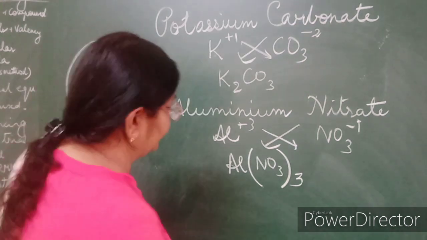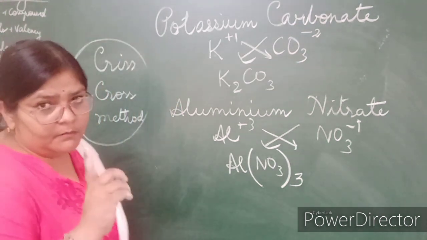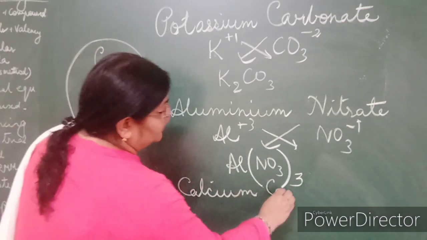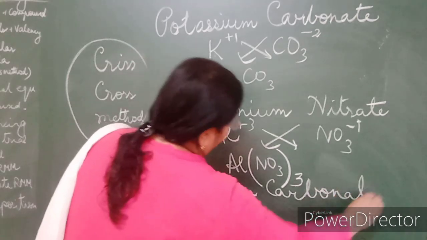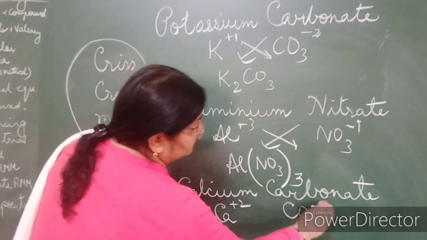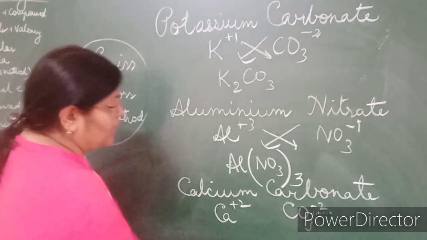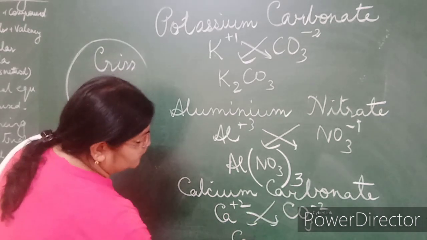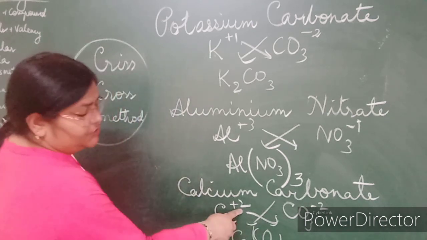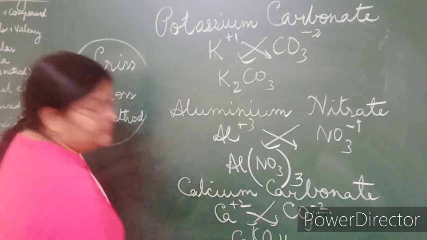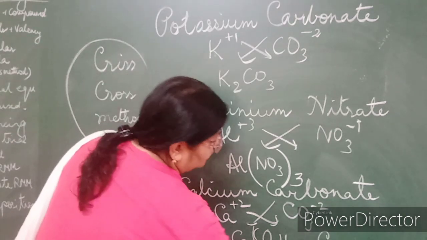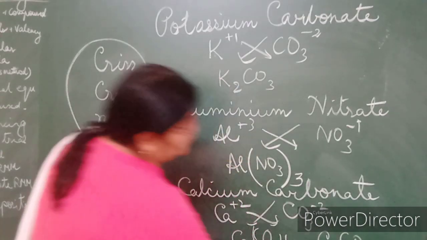I will do a special case where both have the same valency, like calcium carbonate. Here what happens? Calcium valency is plus 2, carbonate's valency is also 2. So after crisscrossing, what happens? Calcium gets 2 of carbonate, carbonate gets 2 of calcium. But as they are the same numbers, they get cancelled and the final molecular formula will be CaCO3.